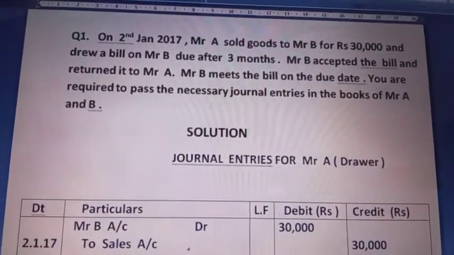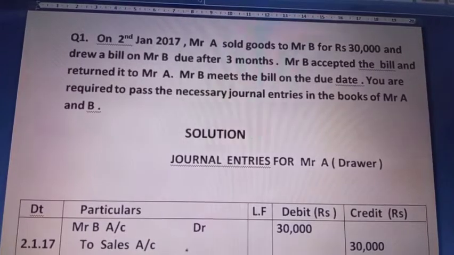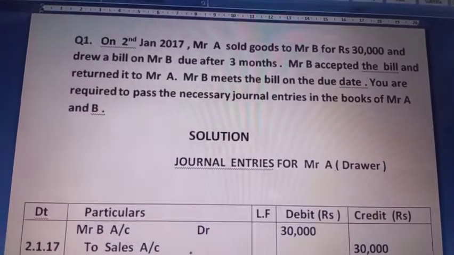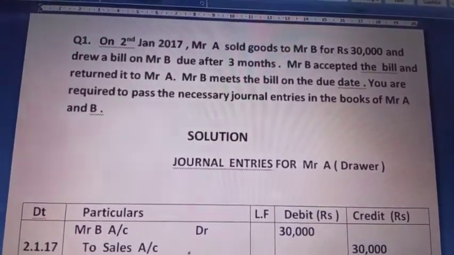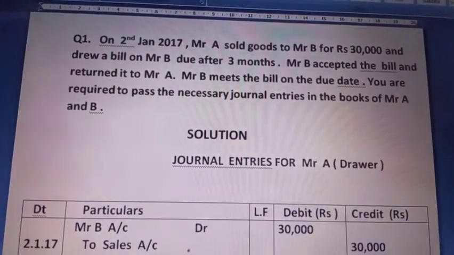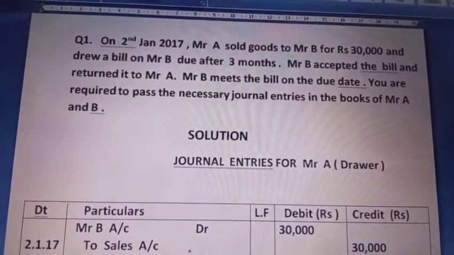So on this day Mr. B will pay Mr. A 30,000 as the bill amount. Now for this I have given a note below the sum, so you should go through it.